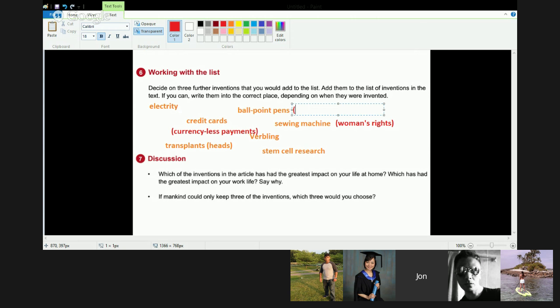And why do you think what makes this important? Why can't we just use pencils and quills? Why is this so important, do you think? So we are able to write faster. Anything we can do faster, then it will increase our productivity.